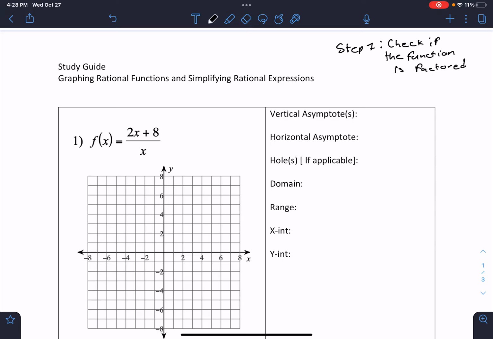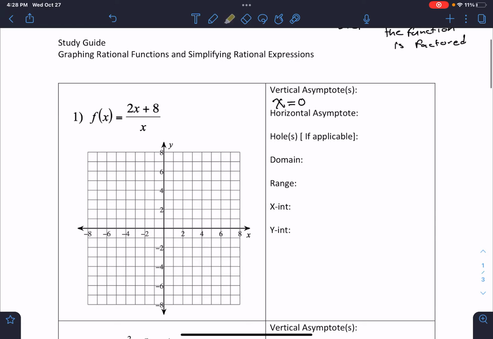And for my vertical, it says to find the x values that make the denominator 0. So on the bottom, I just have an x. I'm going to set that equal to 0. So that means I have a vertical asymptote at 0.